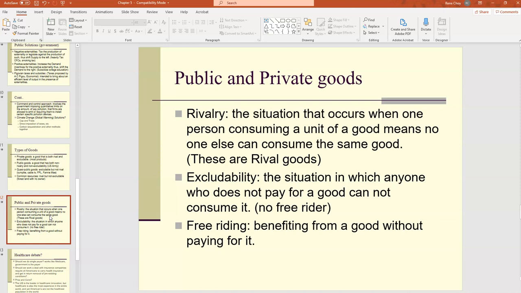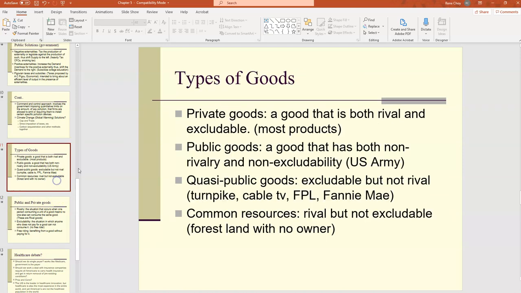Excludability basically means that the situation has to exist where if you don't pay for it, you cannot get it. Again, if there are too many people getting something for free, then the market at some point will decide not to produce that free product because it doesn't give them any benefit. All right, so again, a private good has to be both rival and excludable.